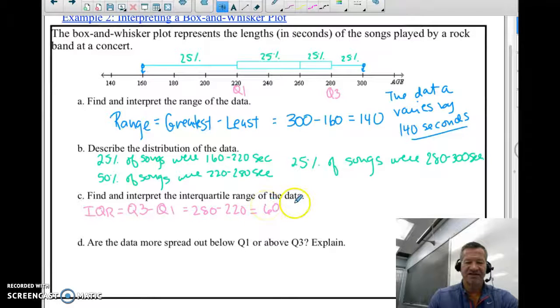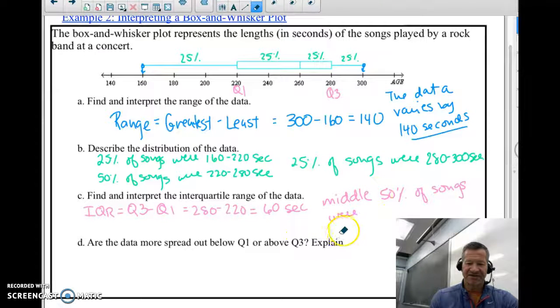So that's 60 seconds. So in other words, to interpret this, the middle 50% of songs varied by 60 seconds. And that's it for part C.